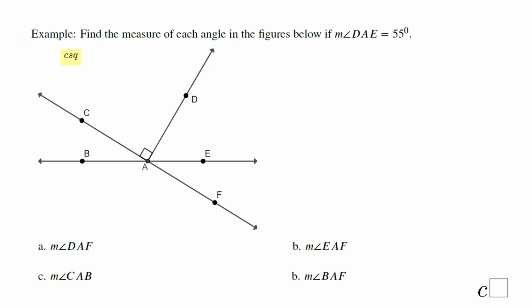So let's take a look at this problem here. Find the measure of each angle in the figure if the measure of angle DAE is 55 degrees. So let's take a look. Angle DAF, that's the first thing. But let's mark some things here. DAE is 55. This one is 55 degrees.